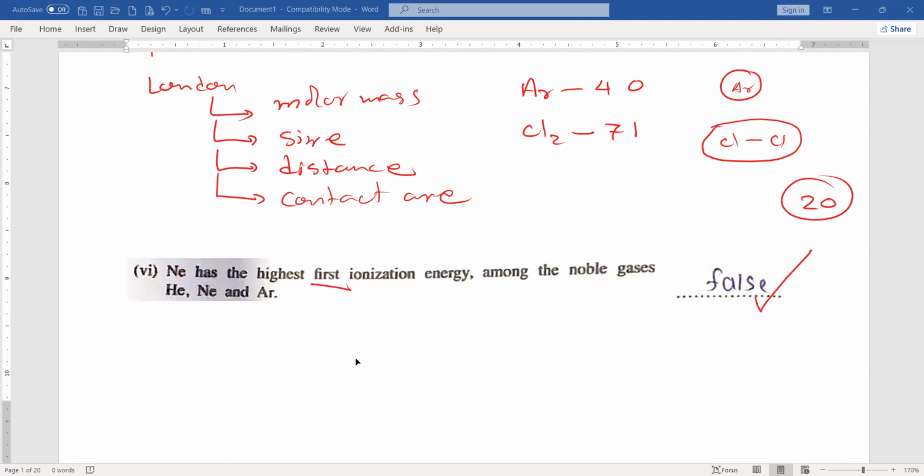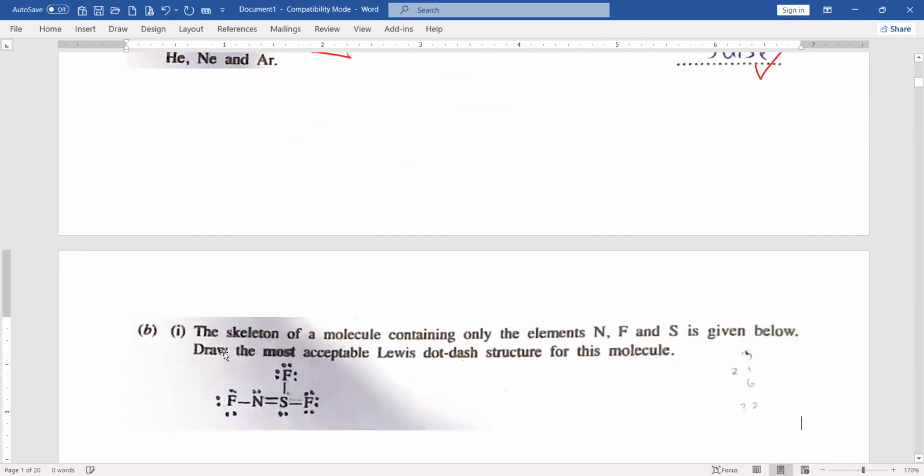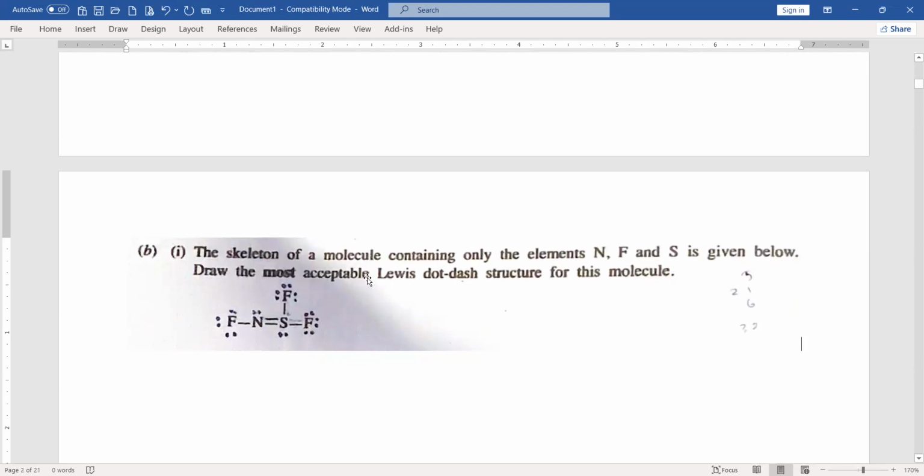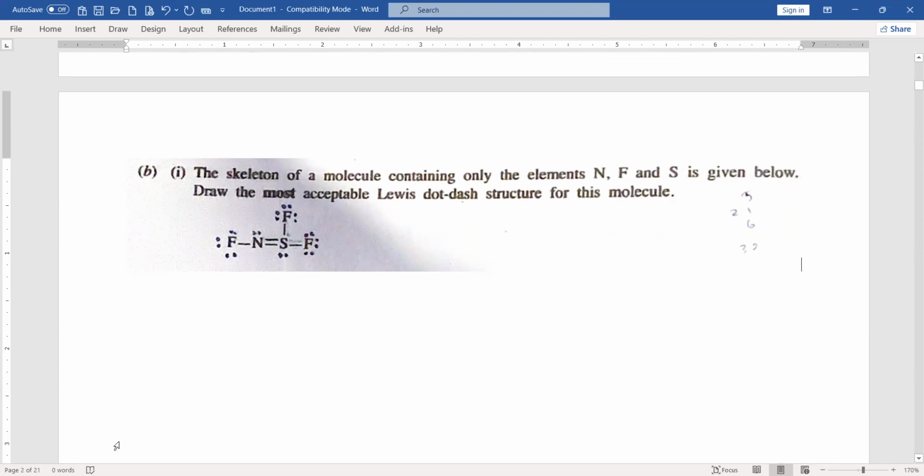Then part B. Draw the most acceptable Lewis dot-dash structure for the molecule. Did you modify that? The given structure. Yes. Wait. You have modified. How do you know that something is the most acceptable or most stable structure? The skeleton of the molecule contains only N, F and S. This is okay. Yeah, this is the best. So the most acceptable may be this one. So you will get 5 marks for that.